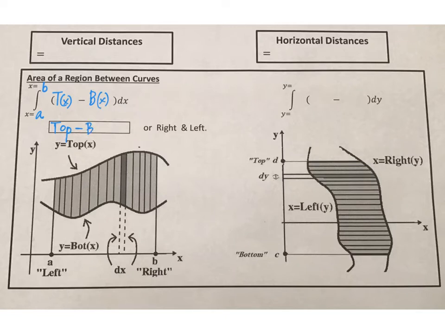To find the area with all the horizontal distances, we are stacking the thin rectangles along the y-axis, and each base is delta y. So we are going from C to D. So we'll write C to D, and we're subtracting the right function, r with respect to y, minus left with respect to y, times dy. And dy is the delta y, which is the base of the thin rectangle, and the height is the horizontal distance.